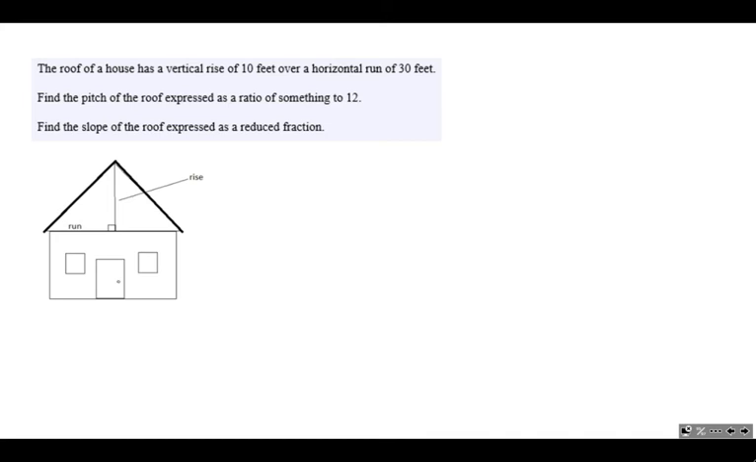Alright, so here is an interesting problem that involves the pitch of a roof, the rise and the run, and so forth. Let's go ahead and highlight some important information and read through the problem. The roof of a house has a vertical rise of 10 feet over a horizontal run of 30 feet. Find the pitch of the roof expressed as a ratio of something to 12. Find the slope of the roof expressed as a reduced fraction. So both of these are going to come from the same information and just be two different ways of expressing kind of the same thing.